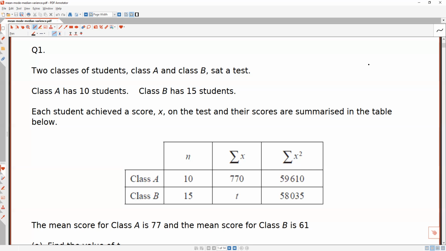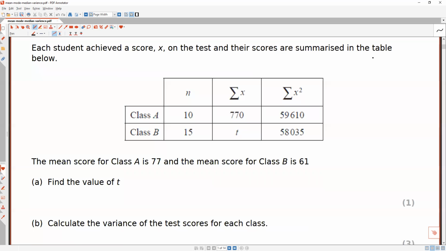So now they gave you the number of terms. Two classes, class A and class B, sat a test. Class A has 10 students, class B has 15 students. Each student achieved a score x on the test, and their scores are summarized in the table below. The mean score for class A is 77, and the mean score for class B is 61. They have given you the mean scores, but sigma x for both of them is also given. Find the value of t.